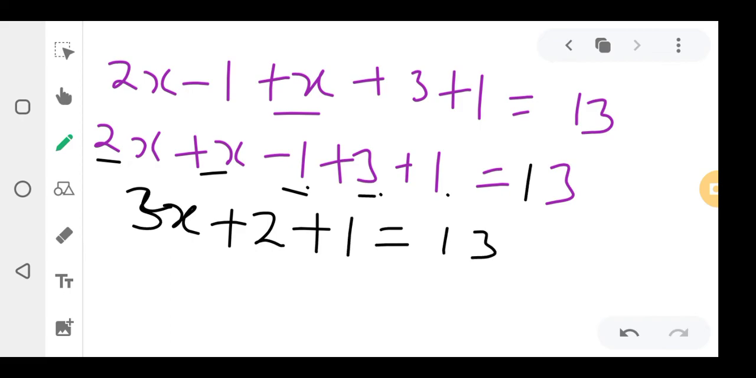13 there, even there 13. So it will be 3x. This one plus this one, it is 3. Is equal to 13. And then that is 3x plus 3 is equal to 13.